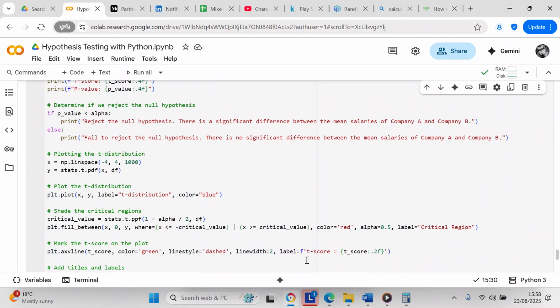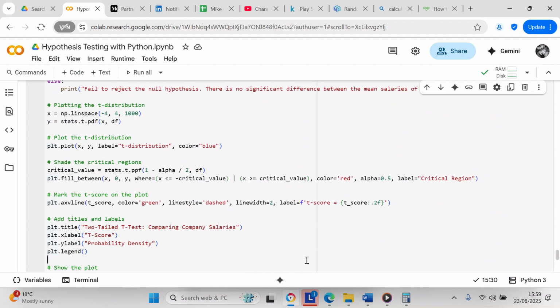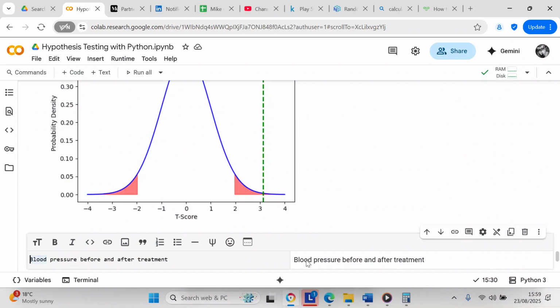So we're going to mark the t-score on the plot: plt.axvline, brackets, t-score, comma, color equals green, comma, linestyle equals dashed, comma, linewidth equals 2, comma, label equals t-score. Then we're going to add titles and labels to the chart. The title is Two-Tailed T-Test Comparing Company Salaries. The x label is t-score. The y label is probability density. And then you have a legend. So we're going to plot the graph.